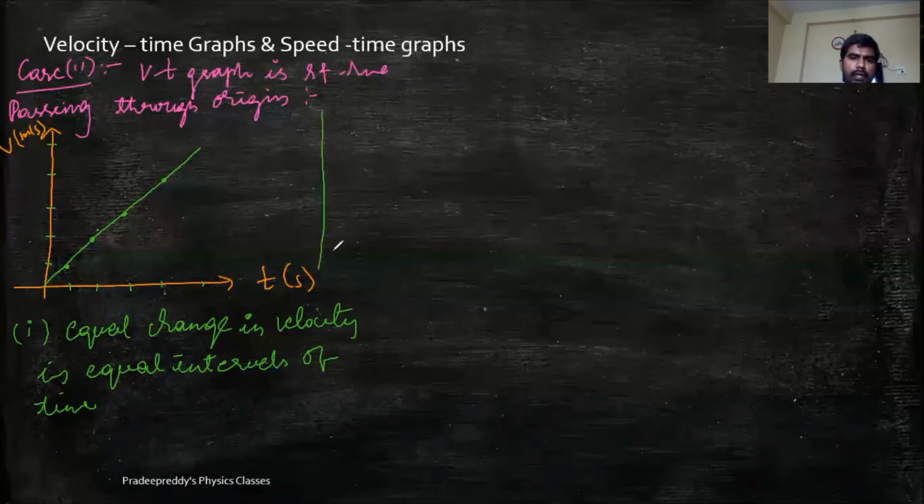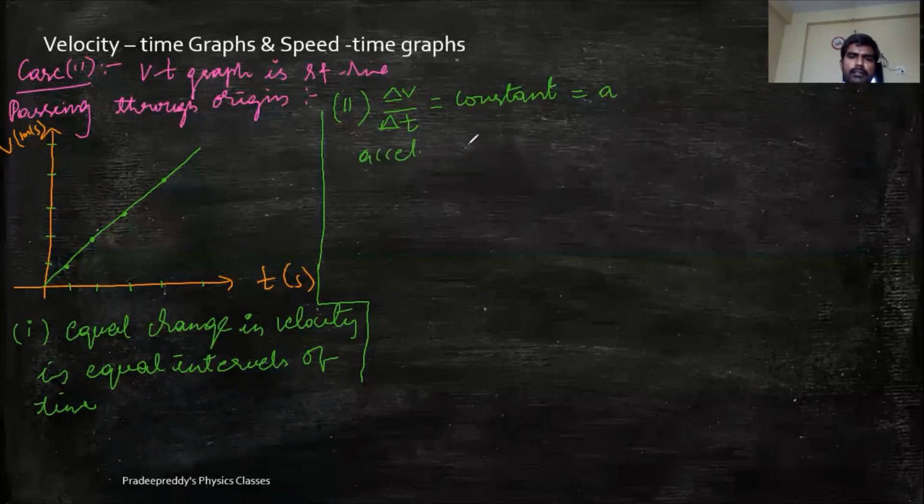Now coming to the second one. Equal change in velocity in equal intervals of time. That means delta V divided by delta T is equal to constant. What is delta V by delta T? This is nothing but A. So acceleration is uniform. This is the second information you are getting from this graph.